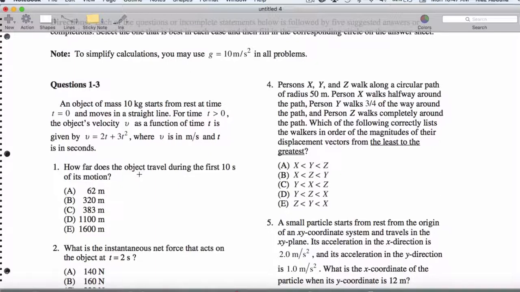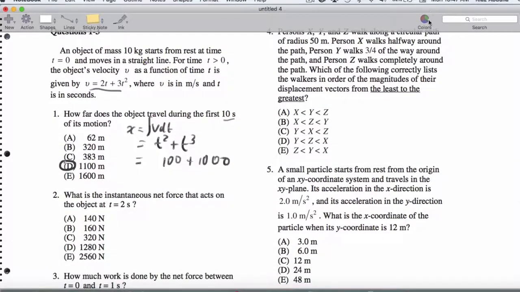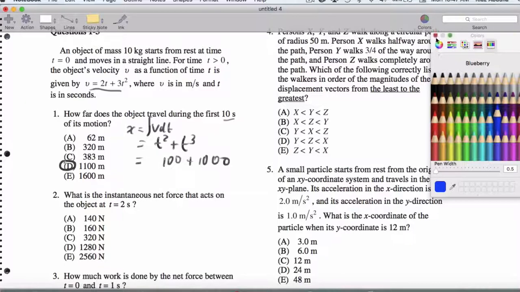So we want to know how far the object travels, and we have a velocity function, so you're going to want to integrate, so v dt. When we integrate it, I'm just going to do the integration in my head. This will be t squared plus t cubed. These factors absorb the division thing that you do when you integrate a power. And so when we put in the time, 10 seconds, we're going to end up getting 100 plus 1,000. And that gives us 1,100 meters. So that's choice D.